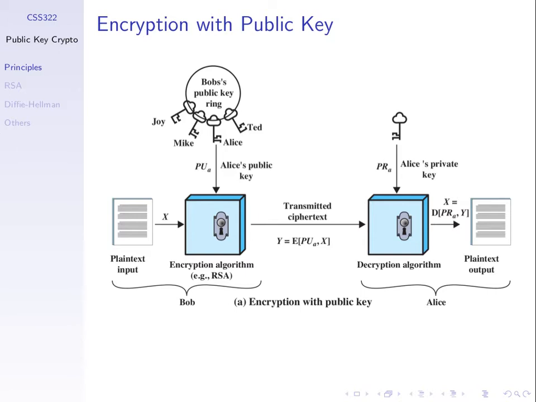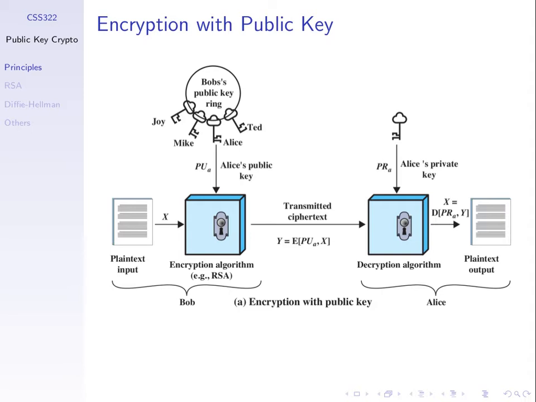Here's an example. Here we have our user Bob. This is Bob on this side. And there are other users in the network. There's Alice, there's Joy, Mike, and Ted. Assume everyone has their own pair of keys. Bob has his own public and private key. Alice has her own public and private key. So do the other users. And in this case, Bob wants to send a confidential message to Alice. So a secret message.